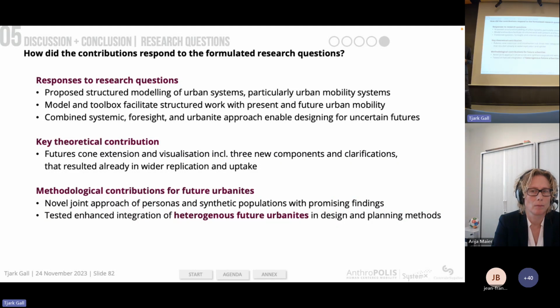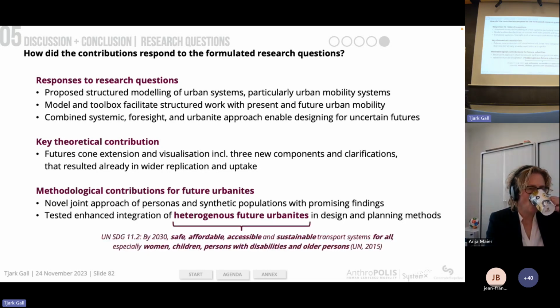See how we can put that together in a toolbox or in a structured way, more or less, to support the process. Combine different disciplines such as system modeling, foresight, a more people-centered approach. And in the end, I think the key contributions are on the theoretical side, more the work around futures and so on, because it was more the theoretical part of the work, the foundational work. And then on the methodological side, it's primarily the development of personas and the link to synthetic population, the integration in simulations and in qualitative design processes.